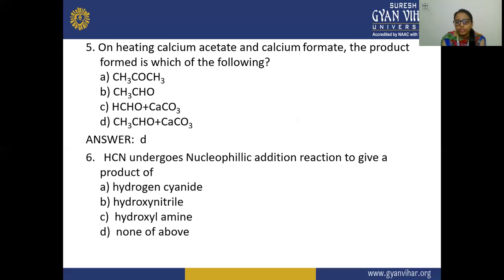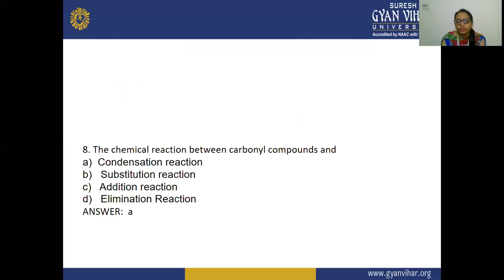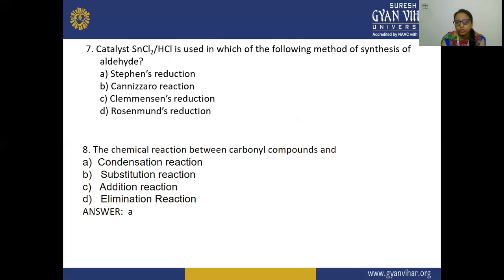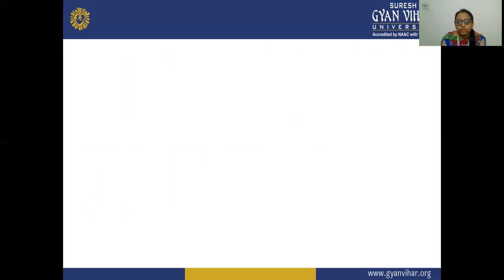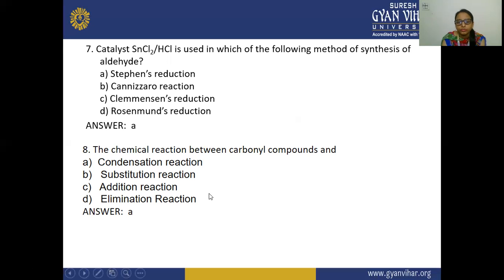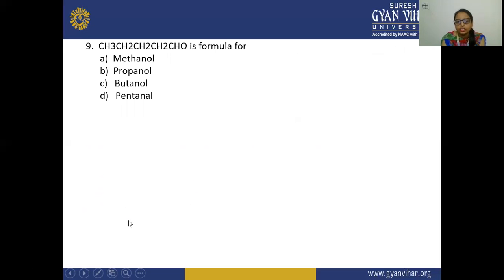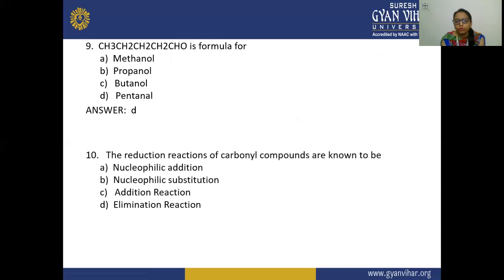HCN undergoes a nucleophilic addition reaction to give a product of hydroxynitrile. The catalyst SnCl2 with HCl is used in which of the following methods of synthesis of aldehyde? That is the Stephen reduction. Next, a chemical reaction between carbonyl compounds is a condensation reaction. Ninth, CH3CH2CH2CH2CH2 is the formula for methanol, propanol, butanol, or pentanol? This is pentanol. The reduction reaction of carbonyl compounds is known to be nucleophilic addition.